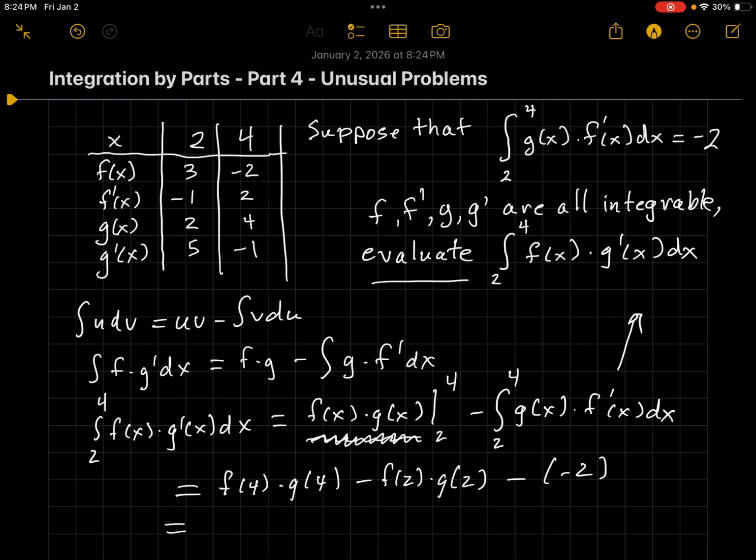So all we've got to do is plug in from the table. f of 4 is negative 2, g of 4 is 4, minus f of 2 is 3, g of 2 is 2, and then plus 2 back there. So I get negative 8 minus 6 plus 2 equals negative 12. Not a difficult problem, but a disguised integration by parts problem.